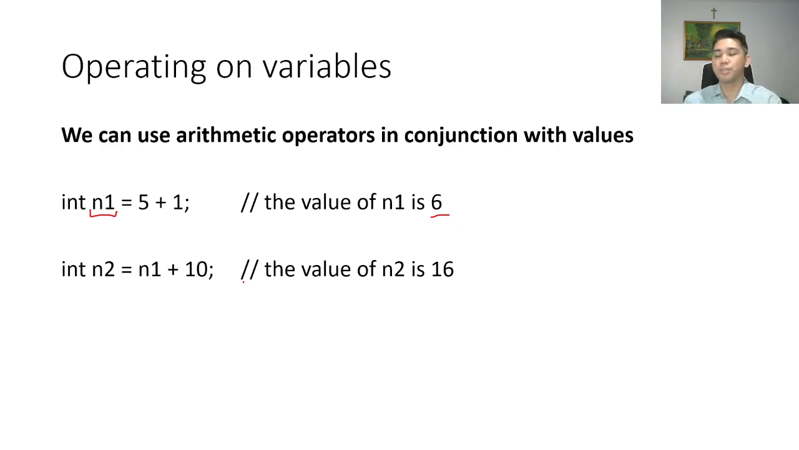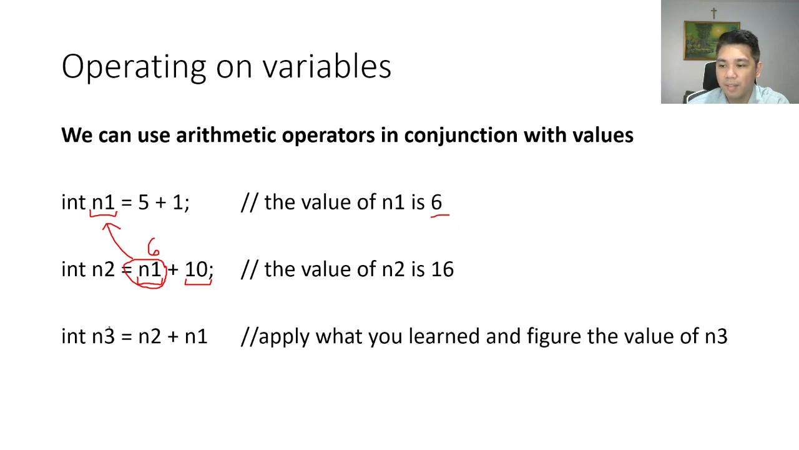Now, how do we do this? Since it gets a variable plus a literal value, we have to know first what is the value of n1. Now, to know the value of n1, we need to look at the codes above. What is the last value of n1? Since there is only one line above and it uses n1, the value of n1 here is 6. So it will become 6 plus 10. So the value of n2 now is 16.